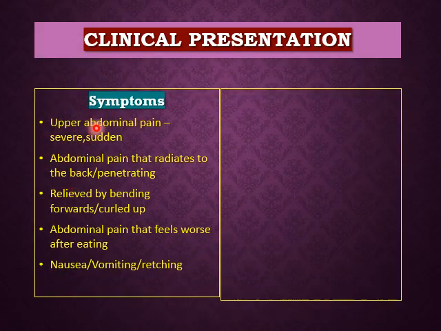Next, we come to the clinical presentation of acute pancreatitis. First, the symptoms. The most prominent symptom of acute pancreatitis is upper abdominal pain. The pain is usually in the upper abdomen, epigastric region, lower epigastric region, around the umbilicus, more to the left. The pain usually radiates to the back, that means from front to back. Relief by bending forwards or lying in a curled up position.